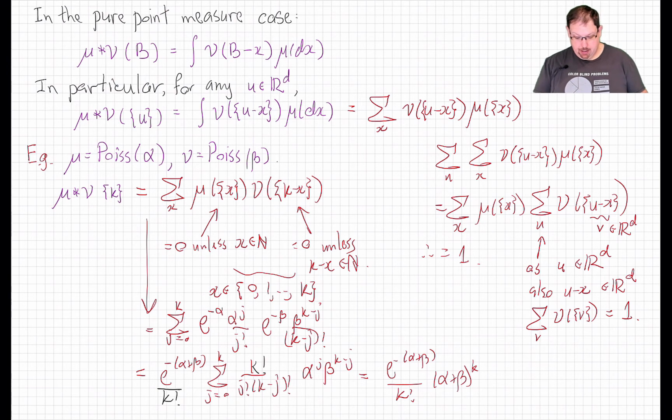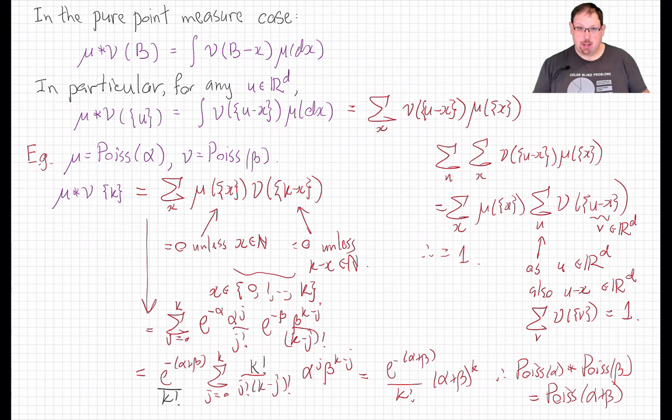And what we've seen here, therefore, since these are exactly the probability masses of a Poisson random variable of parameter alpha plus beta, is that the convolution of two Poisson measures is a Poisson measure with parameter the sum of the two parameters. That is, the sum of two independent Poisson random variables is a Poisson random variable whose mean is the sum of the two means. Of course, we knew its mean had to be the sum of the two means because regardless of whether two random variables are independent or not, the expectation of their sum is the sum of the expectations.